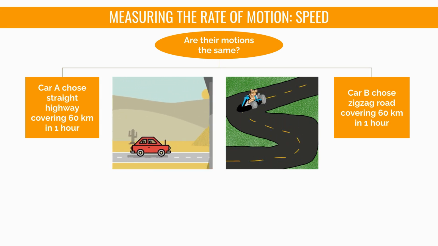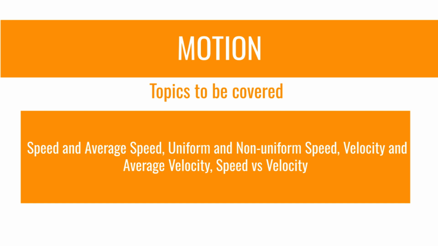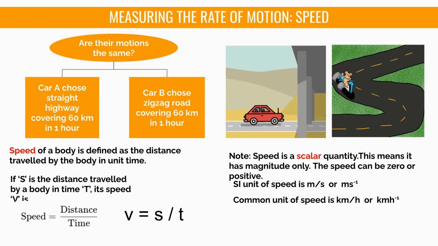Let's find out today. Welcome to Module 4, Speed and Velocity Concepts. Today we will cover A. Speed and average speed. B. Uniform and non-uniform speed. C. Velocity and average velocity. D. Speed versus velocity.